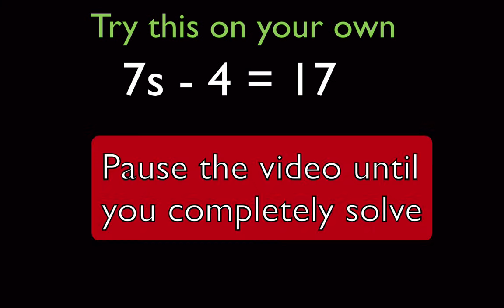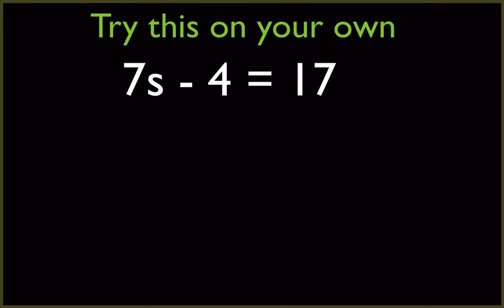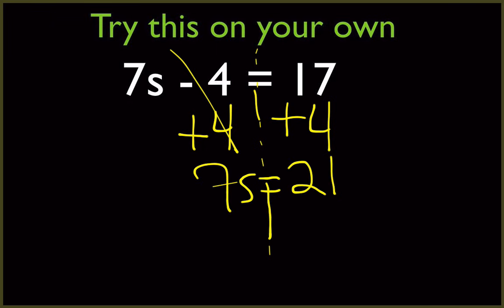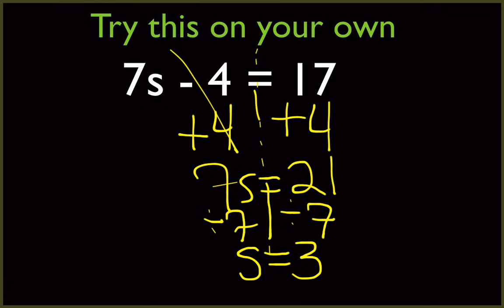Okay, one last one to try. Hit pause, hit play when you're ready. Okay, so first step, I'm going to go ahead and draw my line. I'm going to do the inverse of this piece right here, which is to add 4 to both sides. That's going to give me 7s on the left side equals 21. Dividing by 7, I get s equals 3.